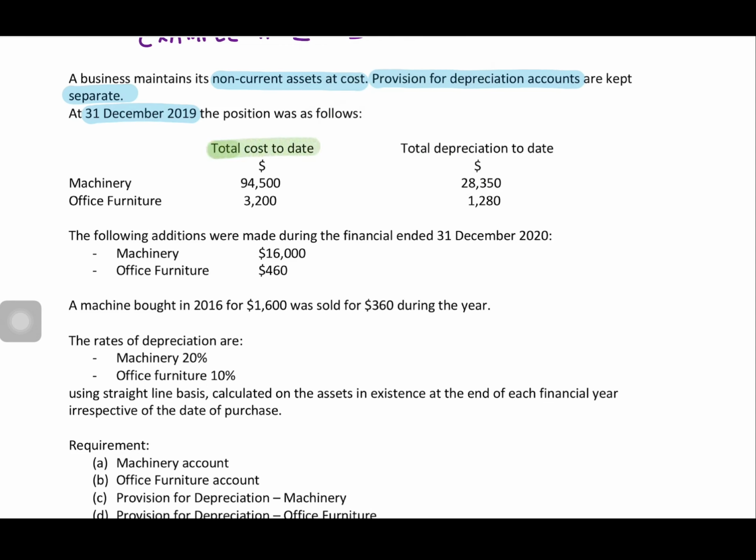Now we have the total cost to date for machinery and for office furniture. So there are two non-current assets in this question, and we have the total depreciation to date. So this is the depreciation and this is the cost at 31st December 2019. This means that for January 2020, these balances will become the balances brought down for cost and for the accumulated depreciation.